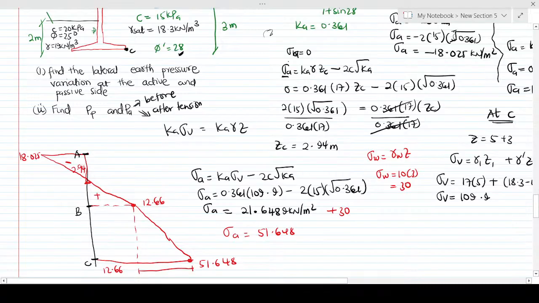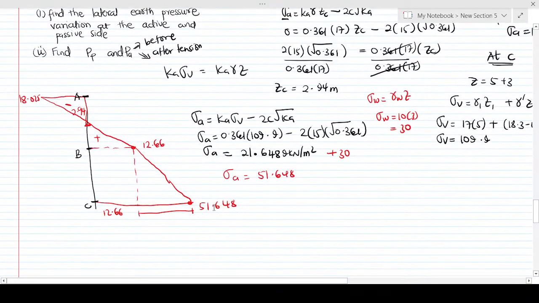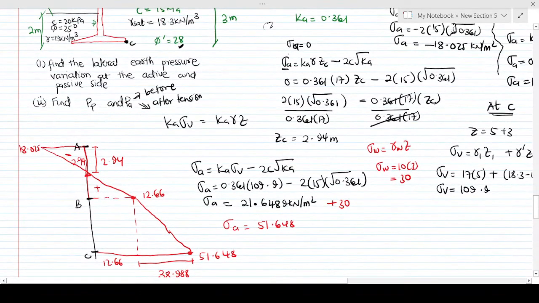Then the distance from here to here will be, see that is 12.66. The distance from there to here will be 51.648 minus 12.66, and that's 38.988, right? So if from here to here is 2.94, and this entire stretch needs to be 5, if I just have to find the remaining, I just have to subtract 2.94 from 5, and that's 2.06. So from here, the depth of the tension crack to here is 2.06.